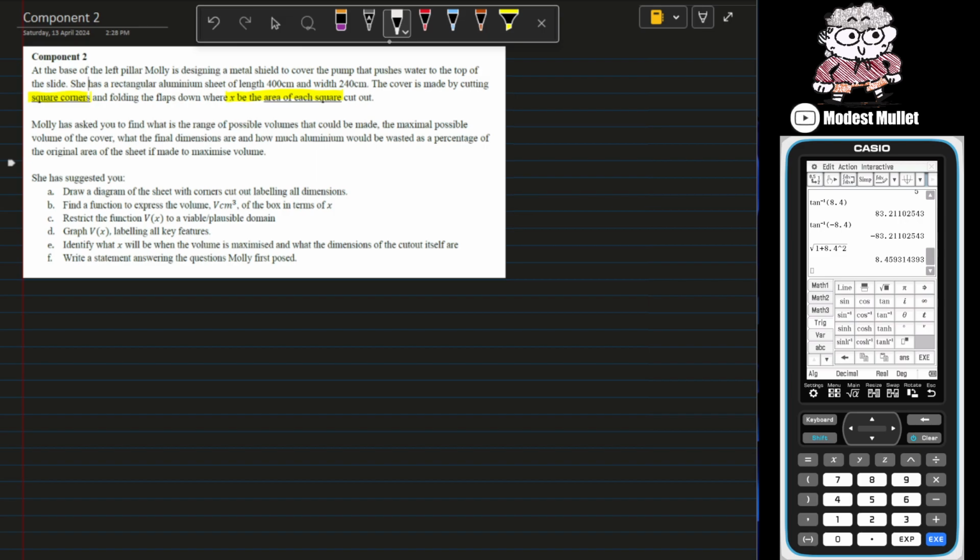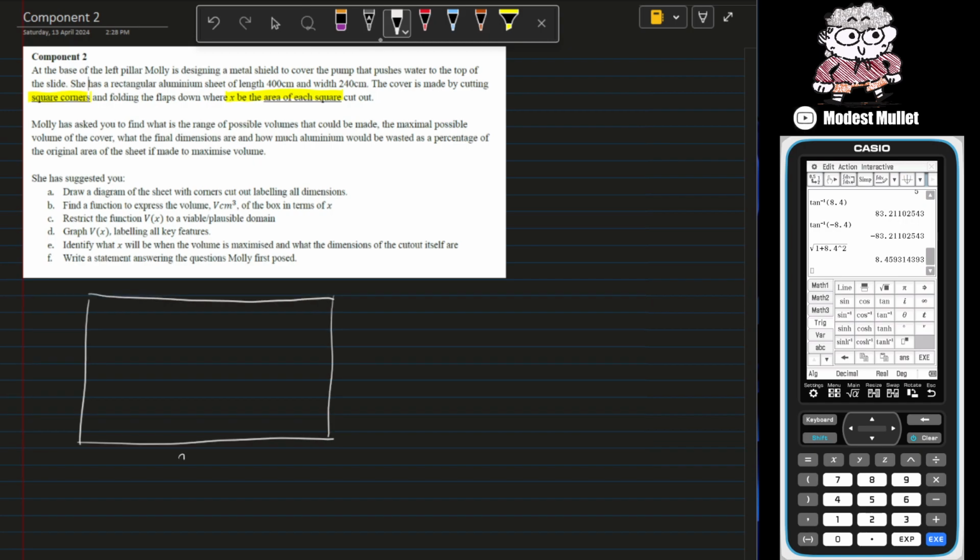Molly has asked you to find the range of possible volumes that could be made, the maximal possible volume of the cover, what the final dimensions are, and how much aluminium would be wasted as a percentage of the original area of the sheet if made to maximize volume. Okay, so let's jump in and draw a basic picture and identify what's going on here.